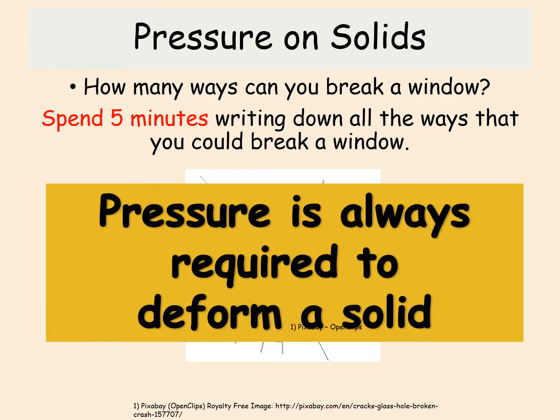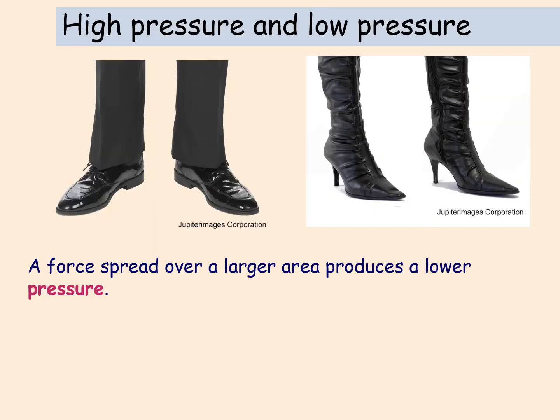Okay, now whatever ways you've listed, the key thing is there must always be pressure associated. Pressure is always required to deform. Remember, thinking back to previous lessons on squashing and stretching, deform means to change the shape of a solid. So in this case, you'd be changing the shape of a window, so it's no longer one piece, but lots of different pieces.